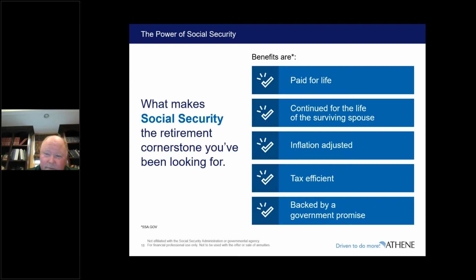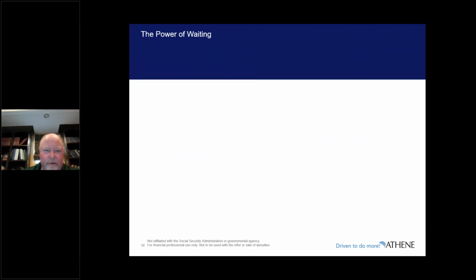The income's paid for life. The higher of the two benefits is guaranteed for the surviving spouse. It's automatically inflation adjusted, and we're going to talk about that. It's highly tax efficient, which is something that is often overlooked. And unlike some of the financial institutions we learned in 2008 were too big to fail, this particular income platform is backed by a government promise. So for many, it is the single most stable source of retirement income they have, and how they leverage it can be the difference between whether or not their retirement is a success or a disaster.